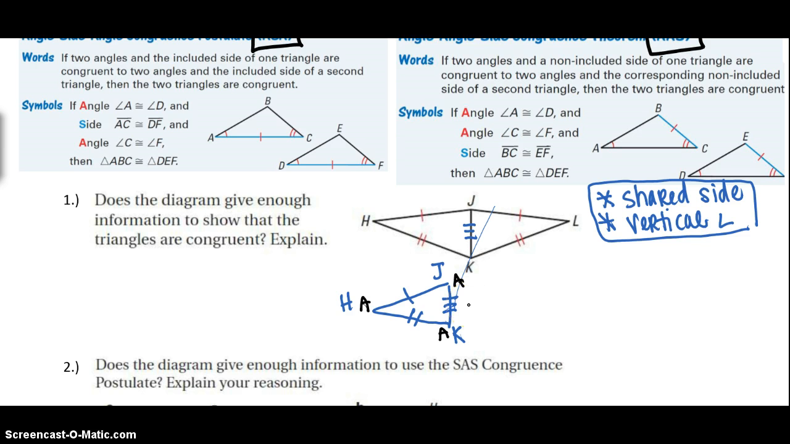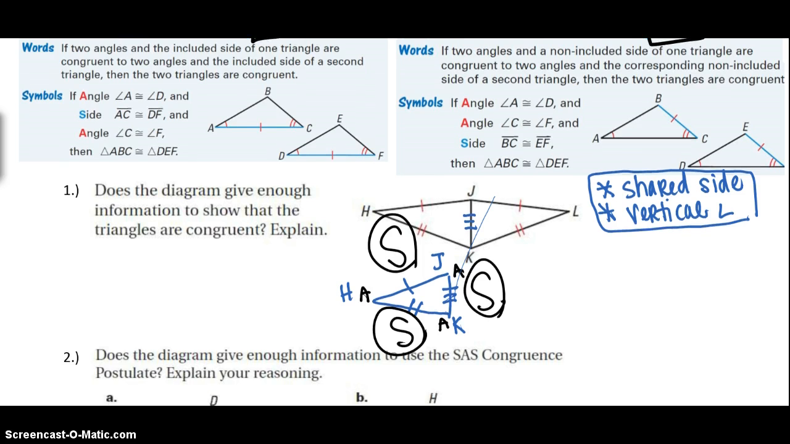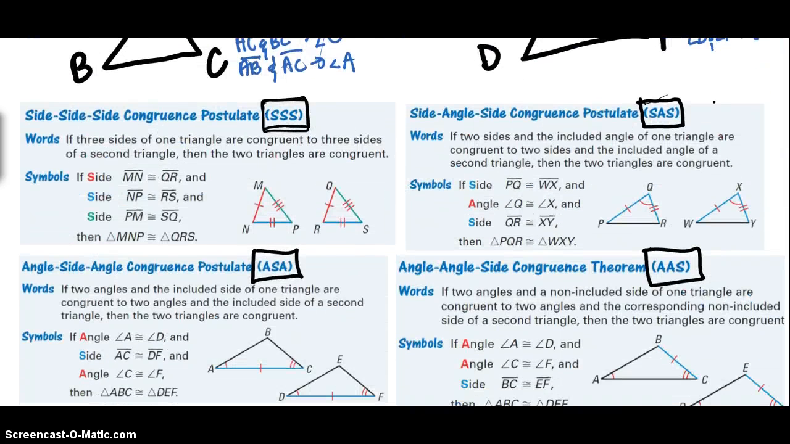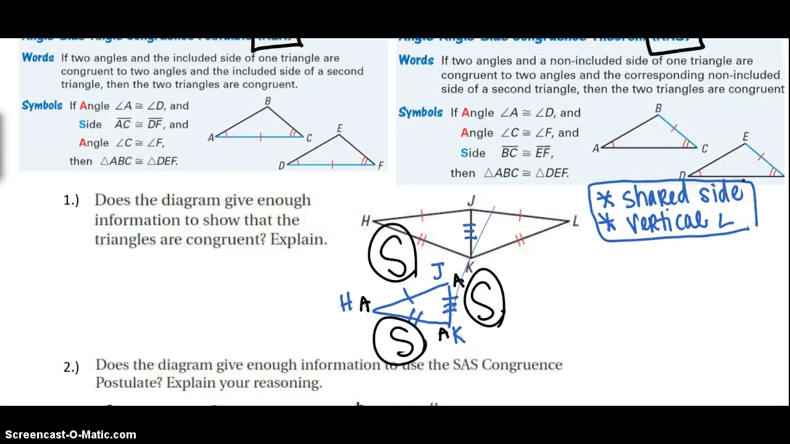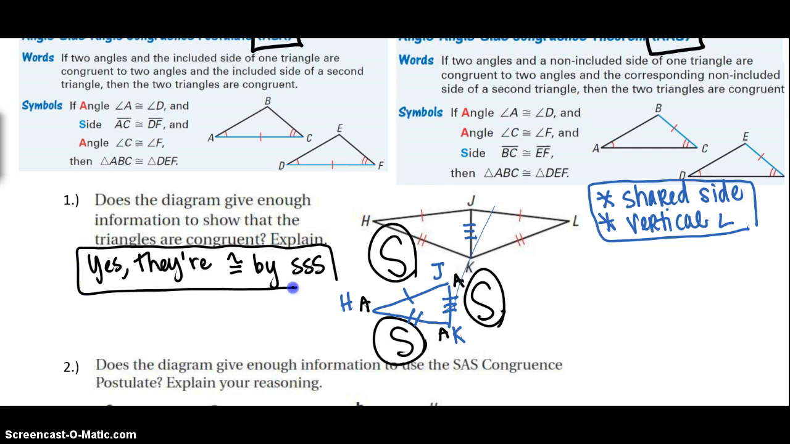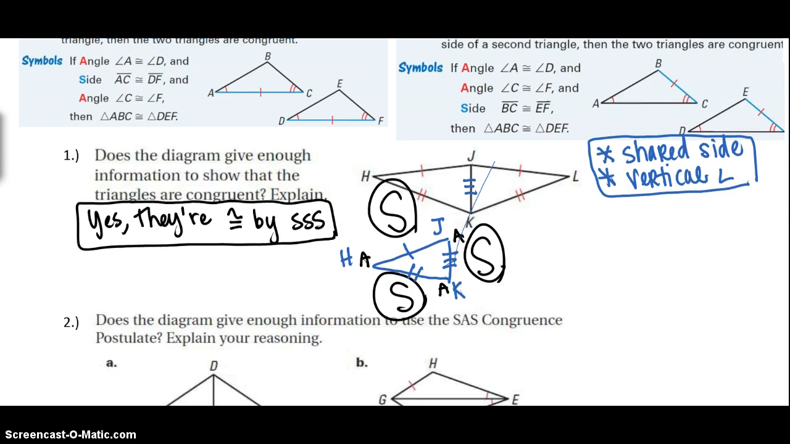Let's put an S next to all the sides. If the side is marked, make it big. S, S, S. They're all marked. So what postulate is this? It looks like SSS. Is SSS an option? It sure is. So, does the diagram give enough information to show that the triangles are congruent? You would say yes. They're congruent by SSS. That's literally your explanation. That postulate is your explanation to me.